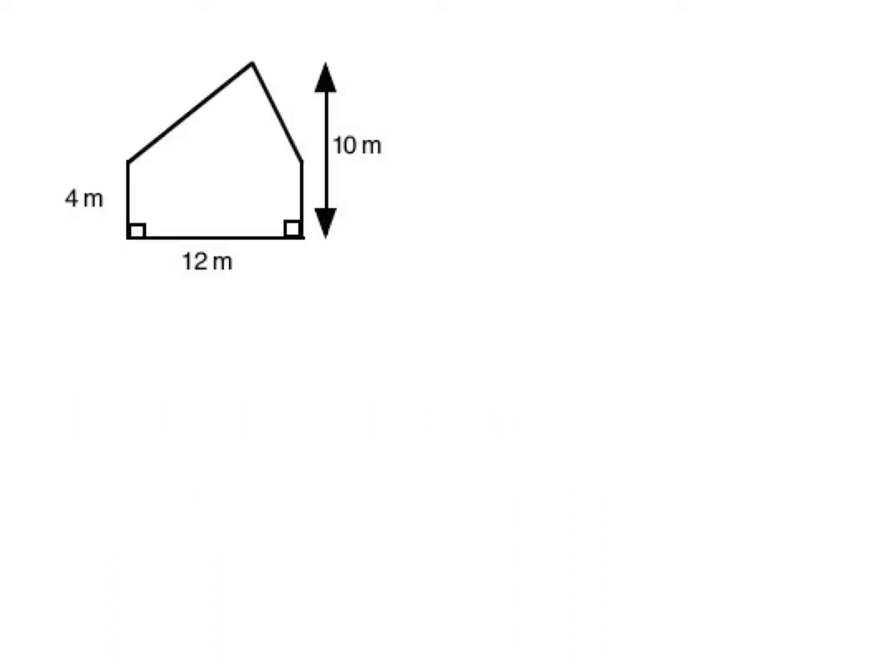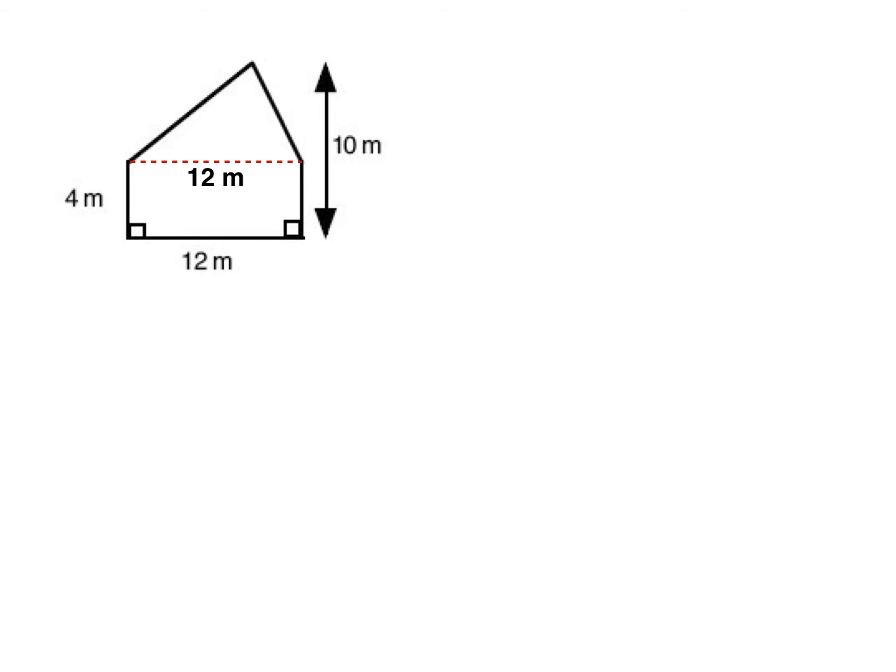Here is your first example. Pause the video so that you have time to copy down the image as it is shown. Next, we will add the missing measurements and lines to separate the polygons. This dotted line separates the rectangle from the triangle.